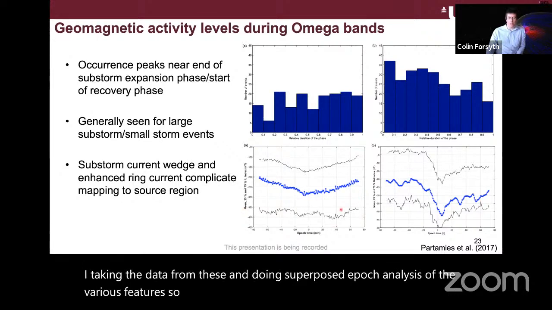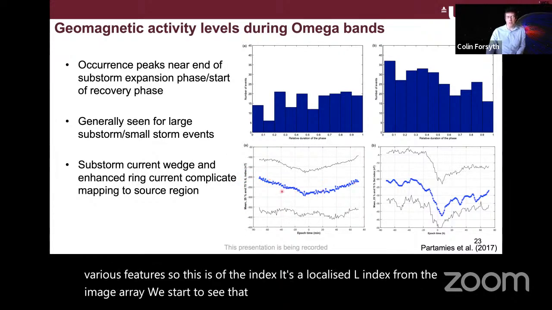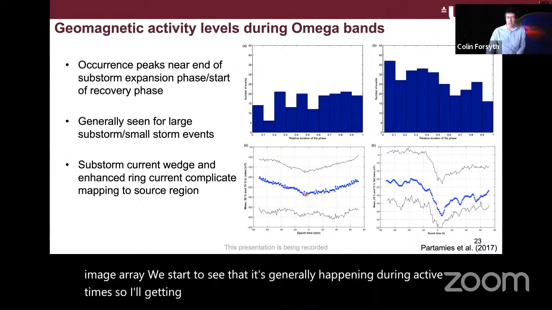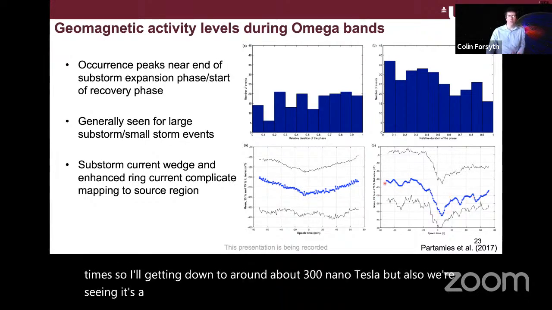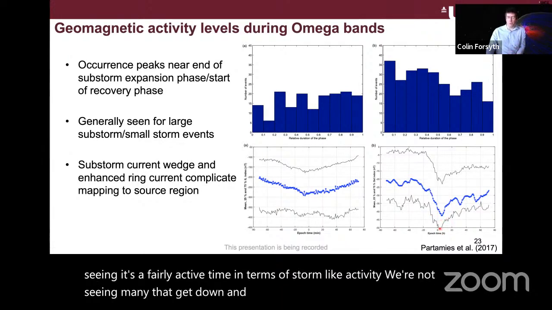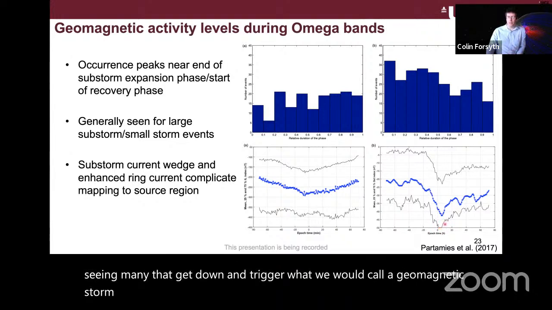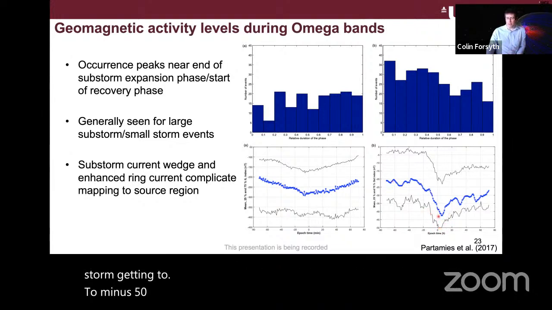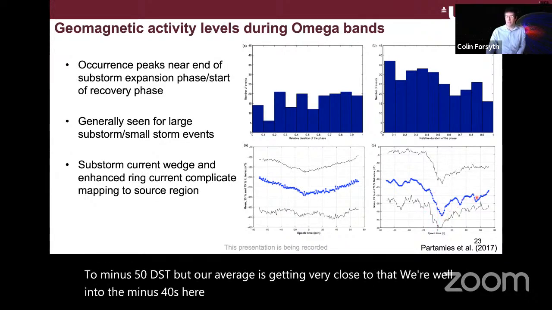Taking the data from these and doing a superposed epoch analysis of the various features, so this is of the IL index, a localized L index from the image array, we start to see that it's generally happening during active times, so IL getting down to around -300 nanotesla. But we're also seeing it's a fairly active time in terms of storm-like activity. We're not seeing many that get down and trigger what we would call a geomagnetic storm, getting to -50 Dst, but our average is getting very close to that. We're well into the -40s here. So this is a storm-like event, even if it's not a storm itself.